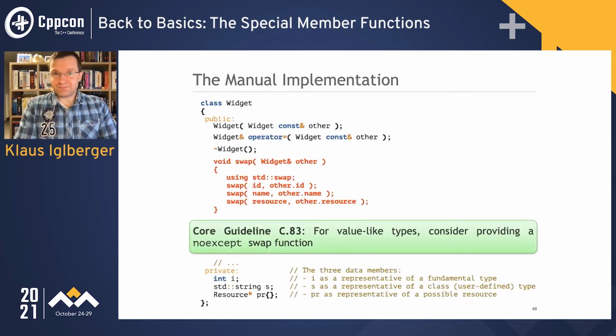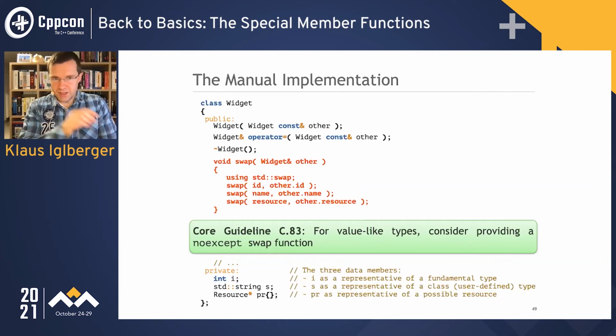The swap function. Of course, the swap function that you should write is now a member function. A member function that actually takes a non-const reference to another widget, and a function that first allows the compiler to actually also use standard swap, and then simply swaps all the data members. The ID, the name, the resource, and potentially also base classes, whatever you might have. That's the right kind of swap implementation.